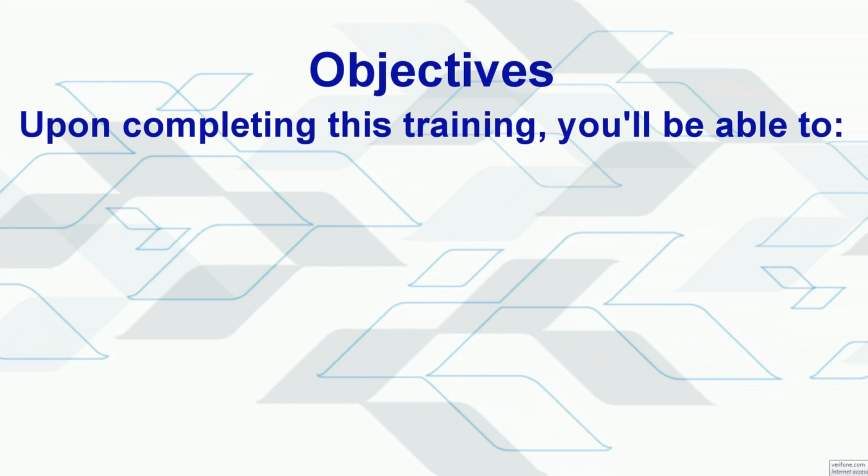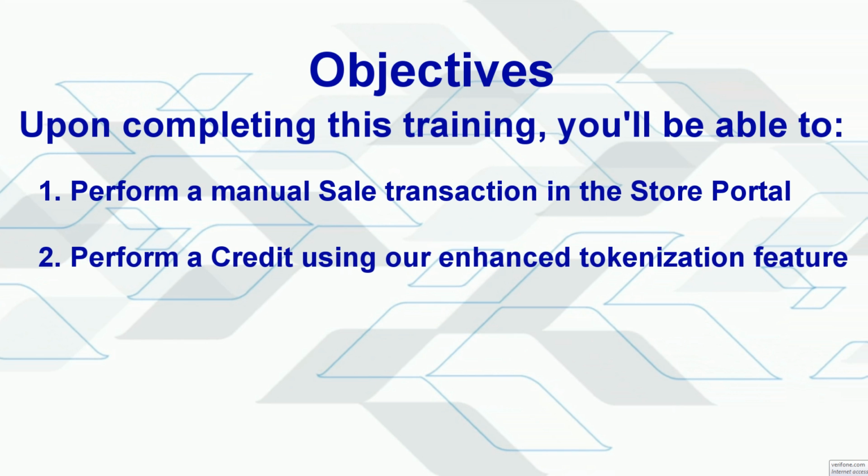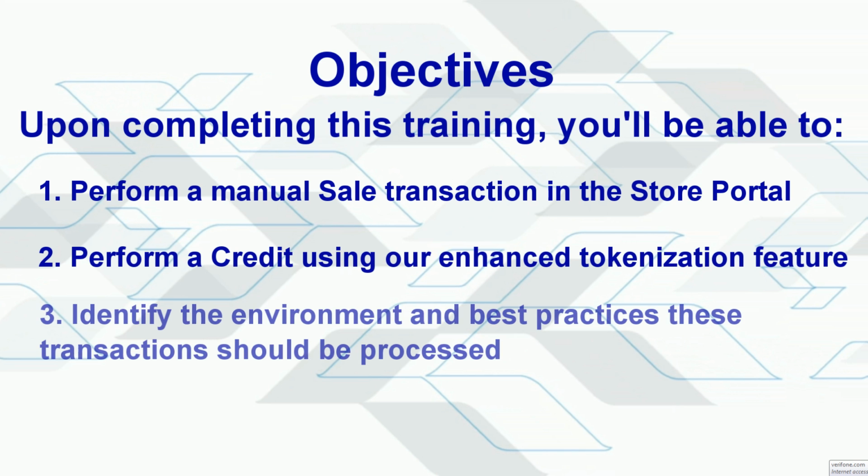When you complete this training video, you'll be able to perform a manual credit card sale transaction. You'll be able to perform a credit, otherwise known as a refund, using our enhanced tokenization feature. And you'll be able to identify the environment and the best practices in which each of these transactions should be processed on a daily basis. Now let's start off by talking about processing credit card sales in the store portal.